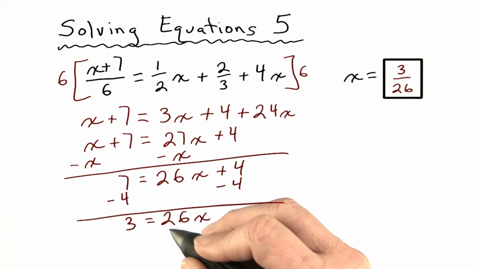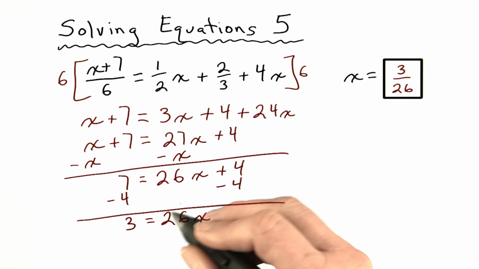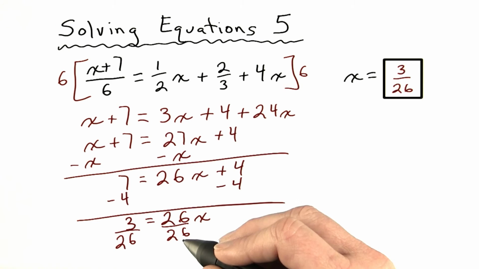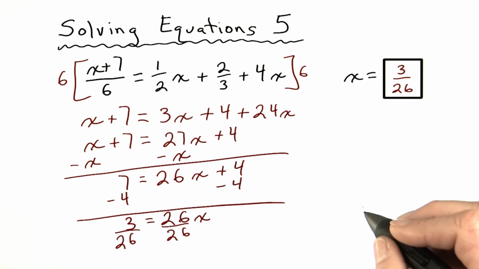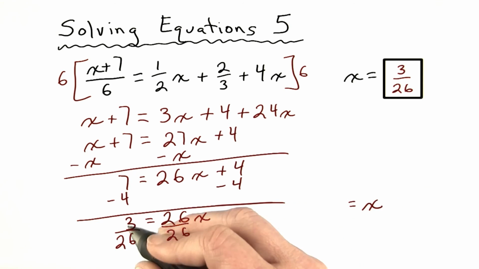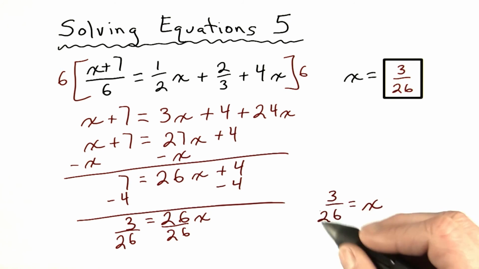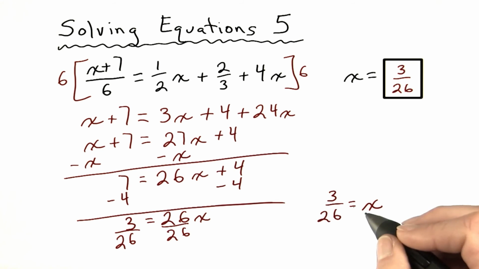The last step is to divide both sides of the equation by the coefficient of the variable, which is 26. When I do that, I know 26 over 26 is 1, so I have x on the right side of the equation and 3 over 26 on the left side of the equation. Remember, it doesn't matter whether you have a number equals x or x equals a number.